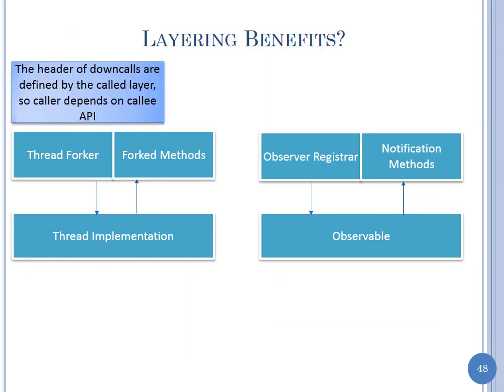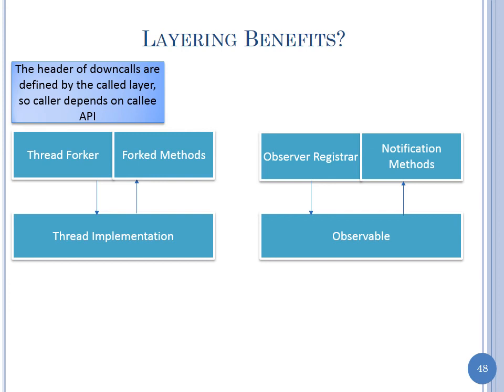So what you said was that yes, lower layers are making calls to upper layers, but the lower layers don't really depend on what these calls do. When an observable notifies observers, what the notify method does doesn't affect what the observable is supposed to do next. When a thread implementation forks a thread, what it does next doesn't depend on what the forked thread actually did. So semantically there was no real dependency, but syntactically, was there a dependency?